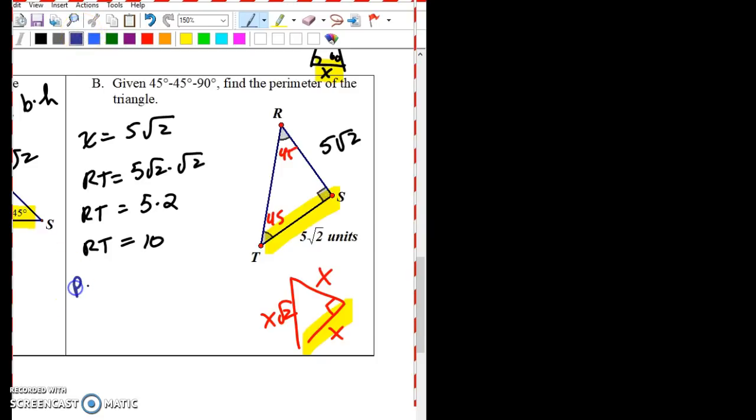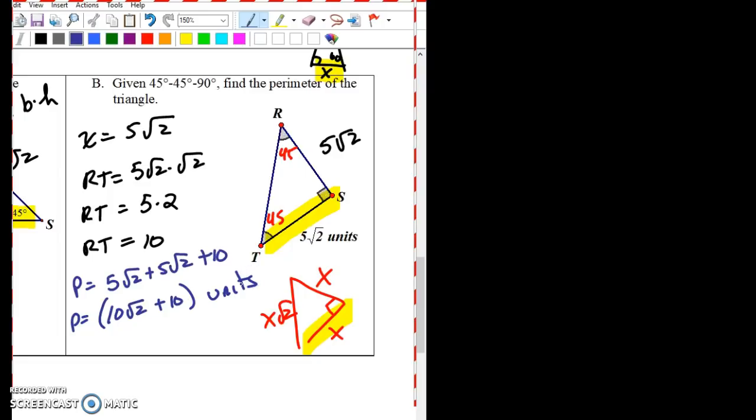So I'm going to find the perimeter, and I am going to leave it in simplified radical form. So the perimeter is 5 square root of 2 plus 5 square root of 2 plus 10. I'm going to combine my like terms. 5 square root of 2 plus 5 square root of 2 is 10 square root of 2 plus 10, and that's going to be in units.